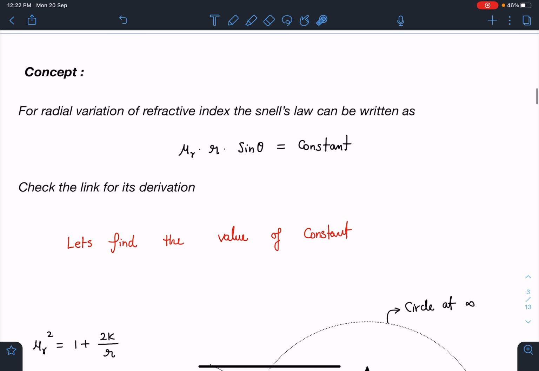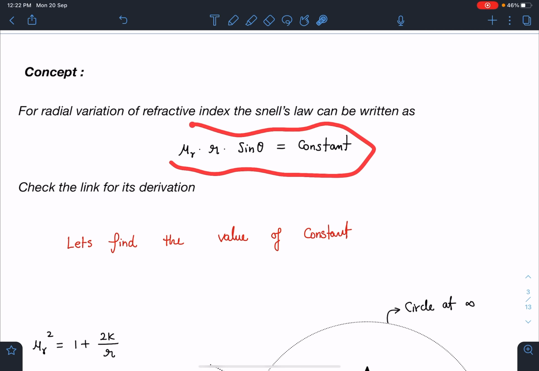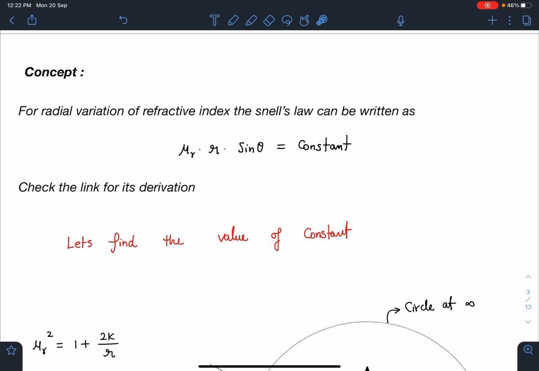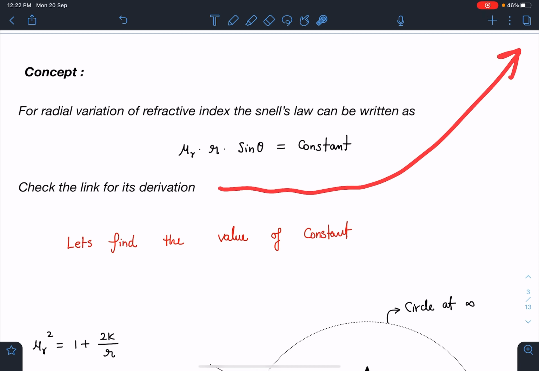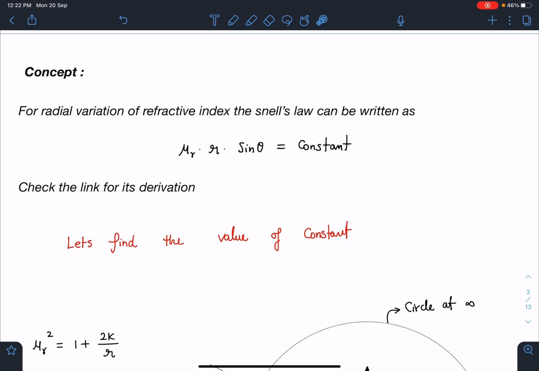Concept-wise, we can use Snell's law for radial variation, and I have derived this result earlier in the channel, in one of the Pathfinder problems. So we obtain this result as mu r into sine theta equal to constant. In class notes also you can see this. So mu r into sine theta equal to constant, where theta is the angle of incidence, right? You can check the link of this derivation in the I button or in the description of the video also. So let's find the value of the constant first.